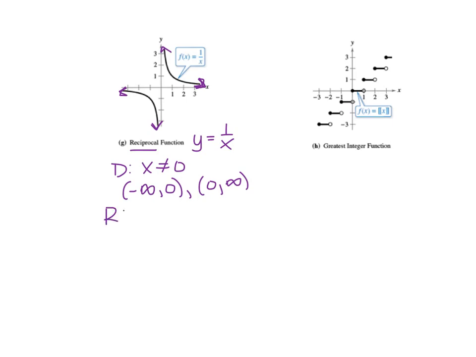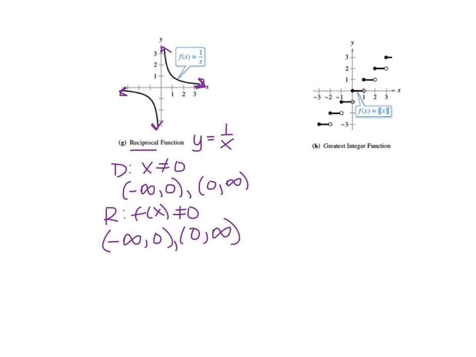And the nice thing, at least for the range, same thing. From bottom to top, notice it's never going to cross over the x-axis, so y, or our range value, can never equal 0. So we would say f of x can't equal 0 either, or again, negative infinity to 0, and 0 to positive infinity.